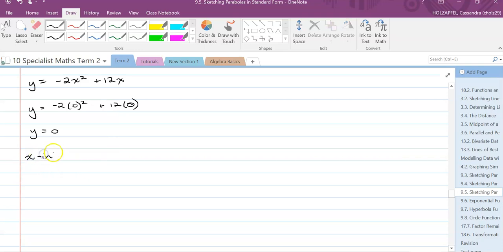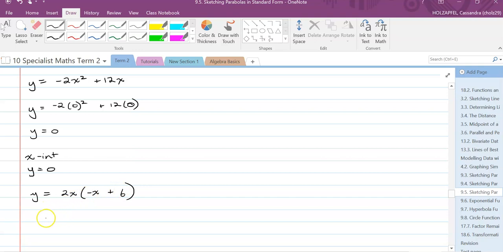Now, x-intercepts is when y is equal to 0. And I'm just having a look here. Because I don't have another term added on the end here, I can actually factorize this. So I could factorize out the 2, and I could factorize out the x as well. So we have y is equal to 2x times negative x plus 6. If I was to expand out those brackets, I would end up with negative 2x squared plus 12x again.